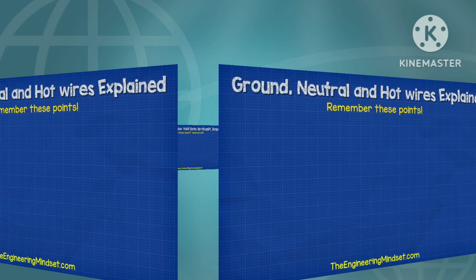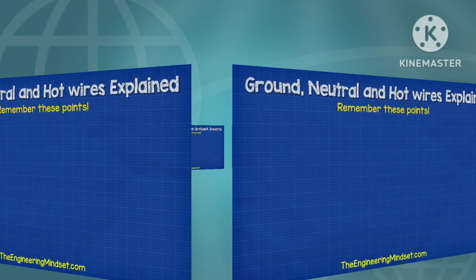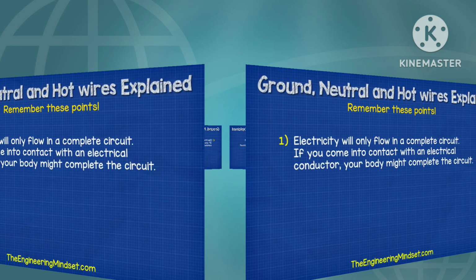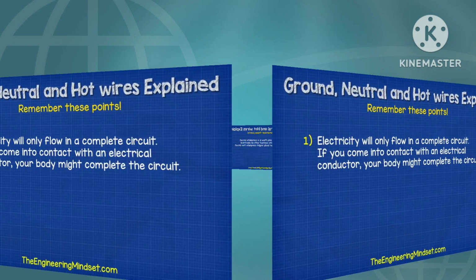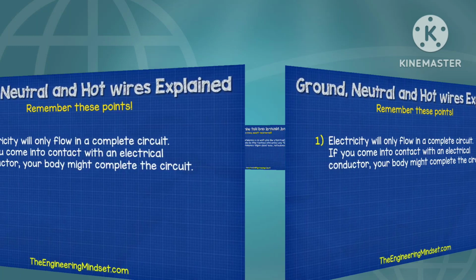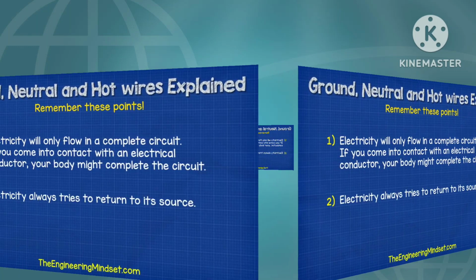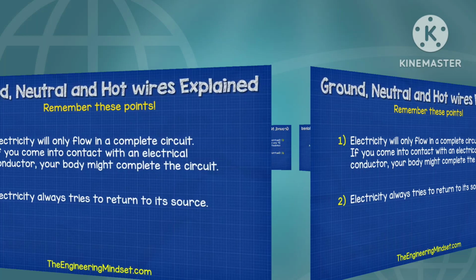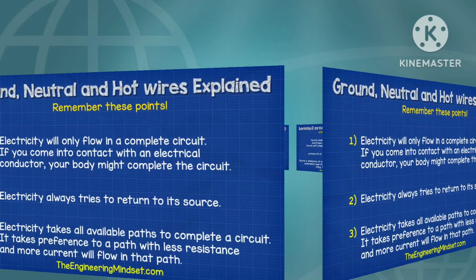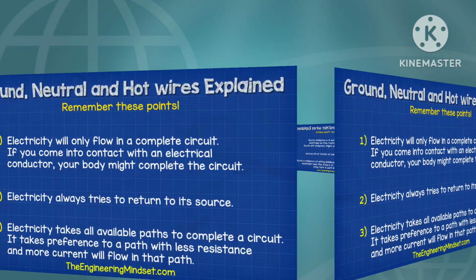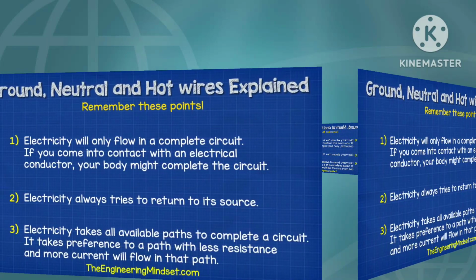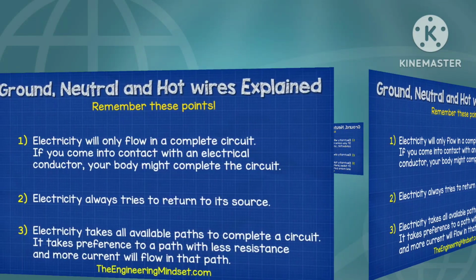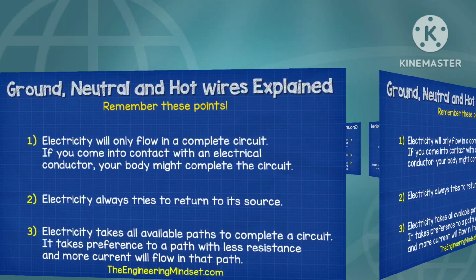Before we get into this video, there are 3 things I need you to remember. Number 1, electricity will only flow in a complete circuit. If you come into contact with an electrical conductor, your body might complete the circuit. Number 2 is that electricity always tries to return to its source. And number 3, electricity will take all available paths to complete a circuit, but it will take preference to a path with less resistance, and so more current is going to flow in that path.